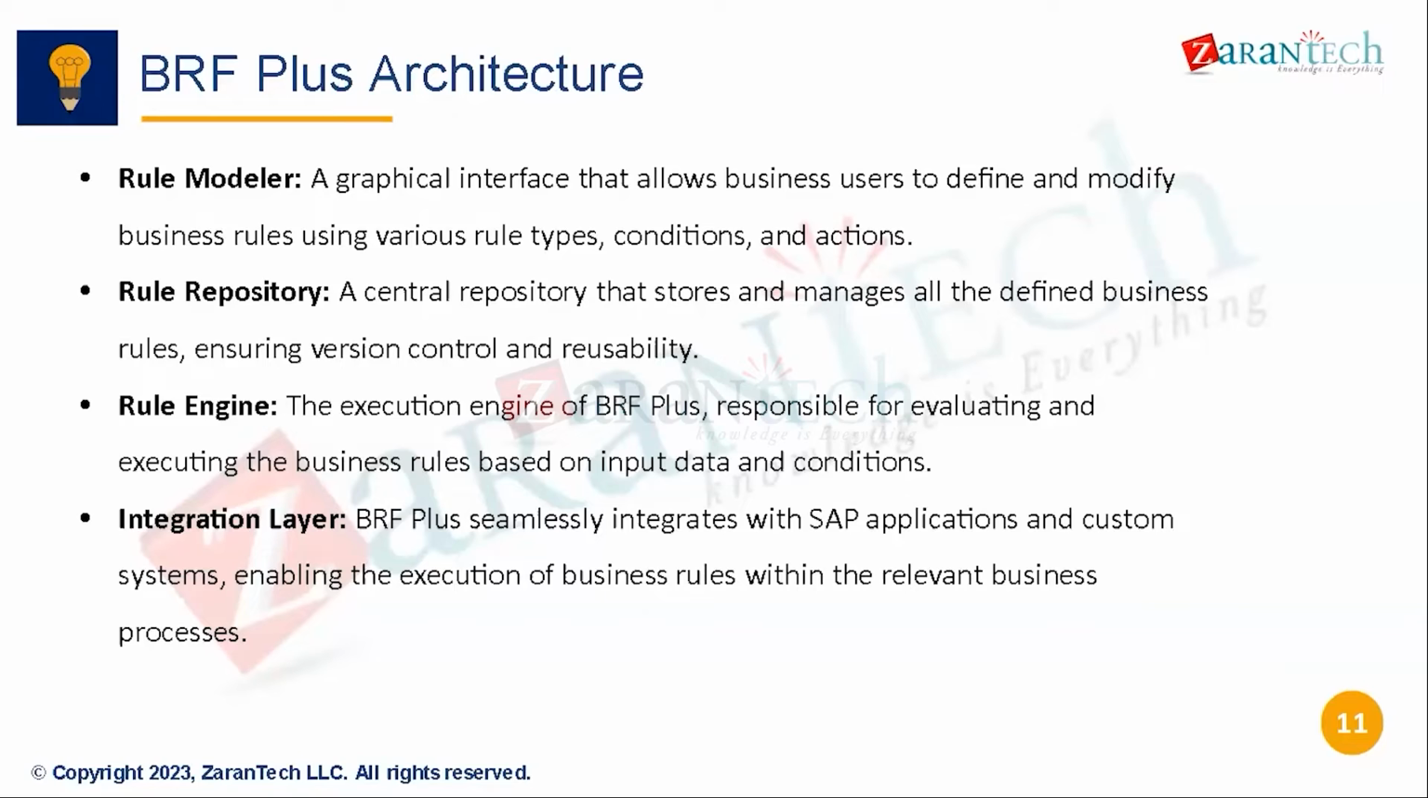The rule engine is the collection of rule sets, rules, expressions, inputs, and outputs. So first, whenever we start the rule engine, BRF Plus will start it. First, it will check the input parameters. It will check the rule sets. Then it will check the rules. Then it will go for the expressions. Then it will generate your output. This is how your rule engine works.